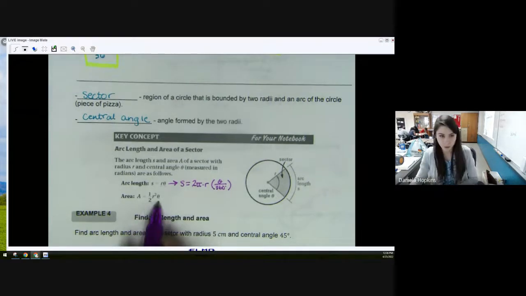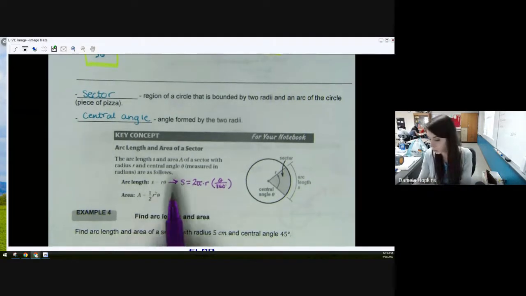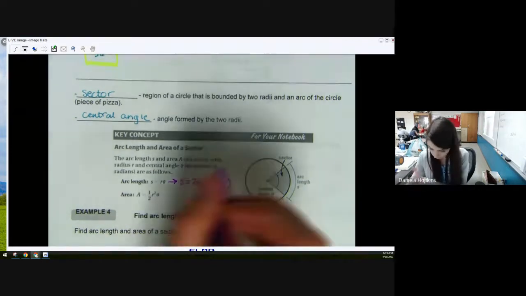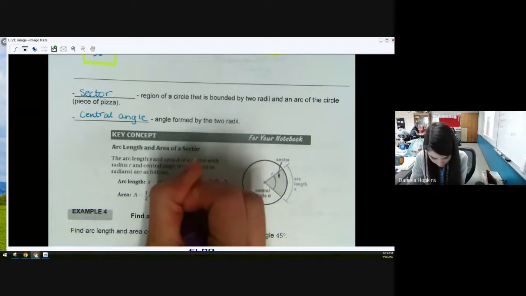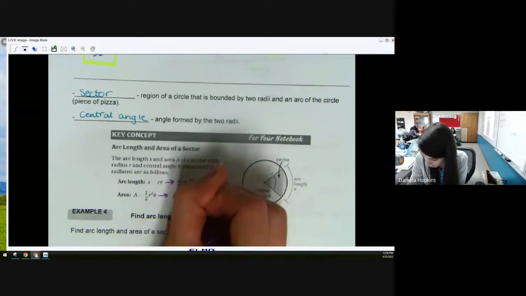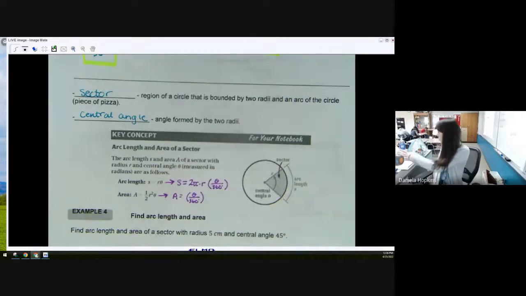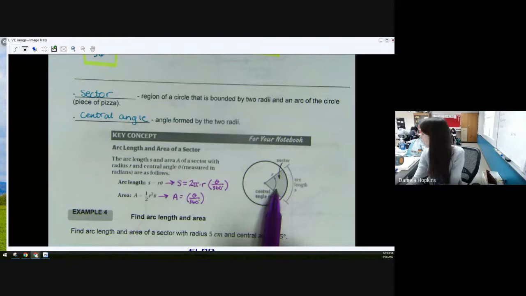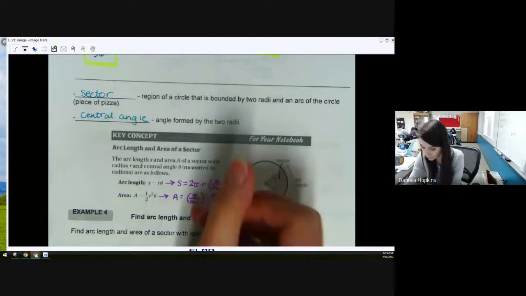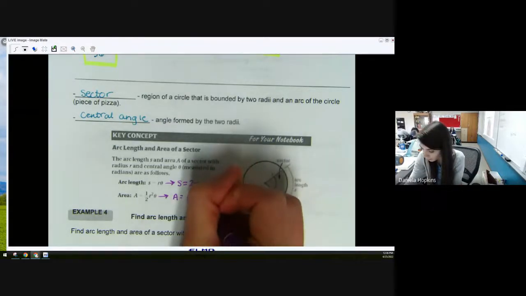This area formula is nuts to me because the 1/2 is totally whatever. The area formula you really need is theta over 360, because again, that gives you the portion of your circle. In this case, this looks like maybe a 1/5. Theta over 360 would end up being a 1/5 because that's the portion of your circle I'm interested in. And then it's just times the normal area of a circle, which is pi r squared.